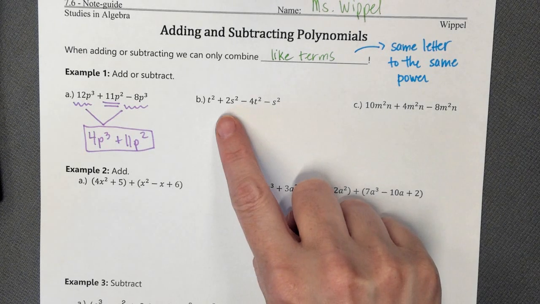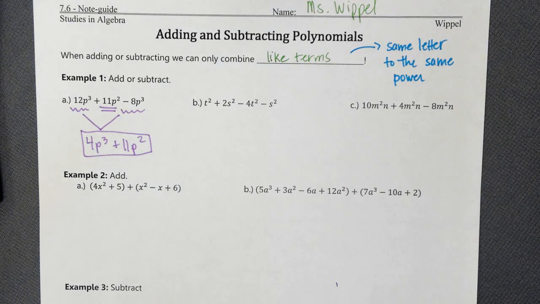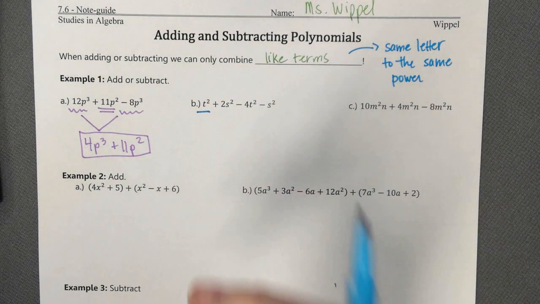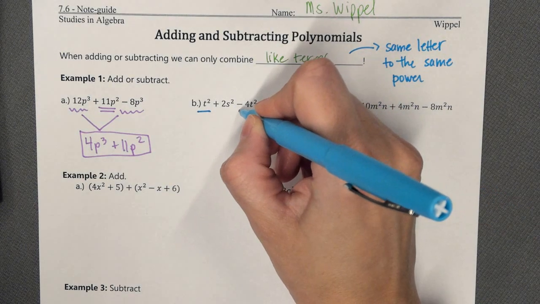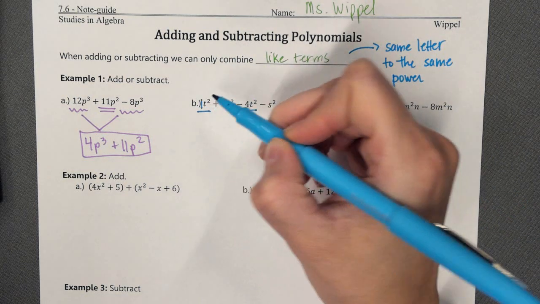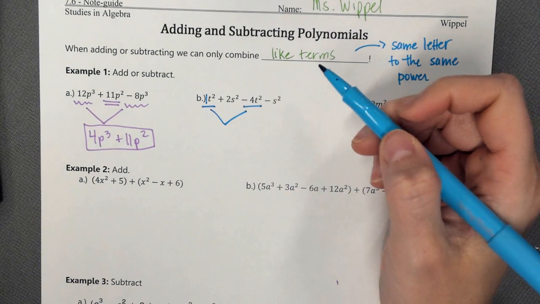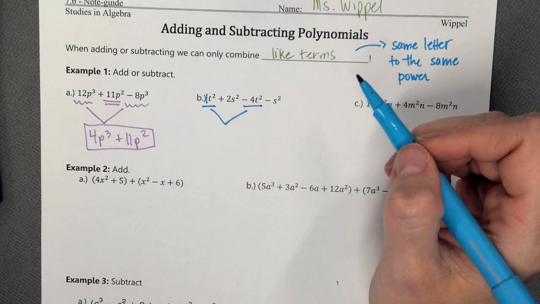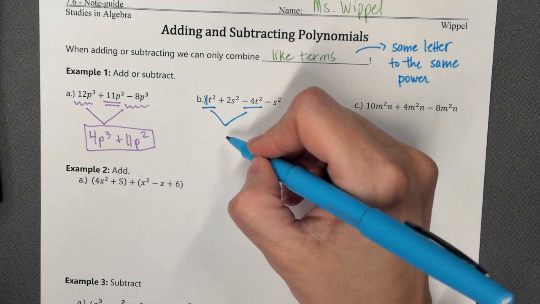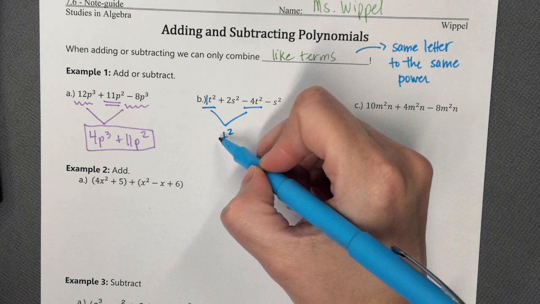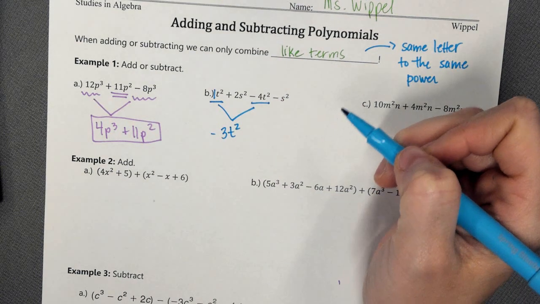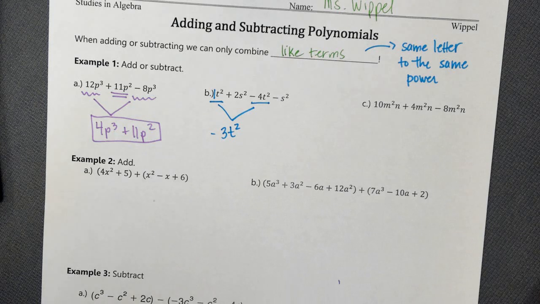Alright, and then for B, I want you to underline the like terms. So this is t squared. And then Bree, which other one has t squared in it? Good. Now, if you have just this, remember it's a 1. So you just have to do 1 minus 4. What's 1 minus 4? Yep, so negative 3, awesome. Okay, so that's all the t squareds.